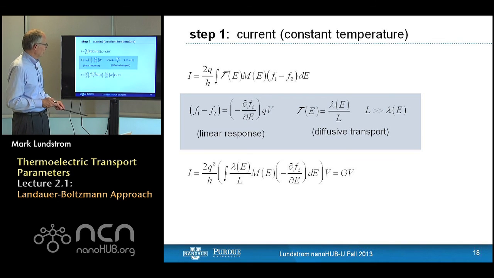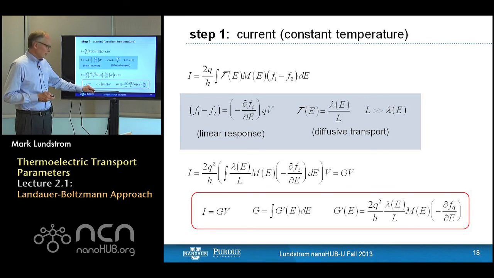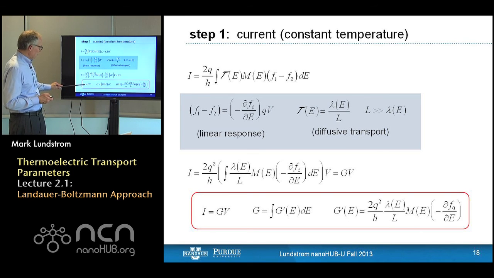We'll get a complicated looking expression. The important point is that the current will be proportional to the voltage as long as the voltage is small. So we can write the current as conductance G times voltage. And we now have an expression for the conductance in terms of mean free path, number of channels, and the Fermi window where F1 minus F2 is different. So relatively easily, we can get an expression for current and conductance.